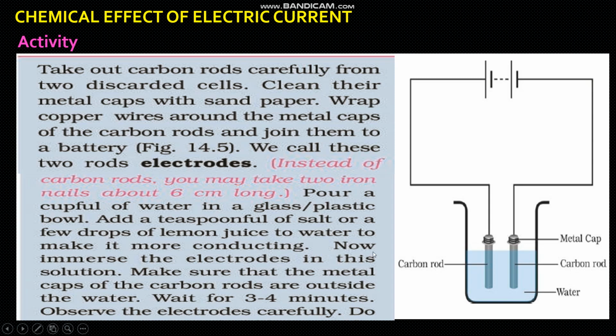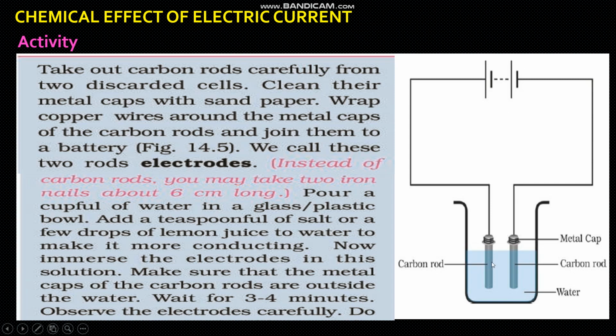Now immerse the electrodes in this solution. Make sure that the metal caps of the carbon rods are outside the water. Wait for 3 to 4 minutes. So what have we taken? We have taken the metal rods from the discarded battery. We have cleaned the metal caps. We have wrapped the metal caps with copper wire. These copper wires are connected to the positive and negative terminals of the battery.